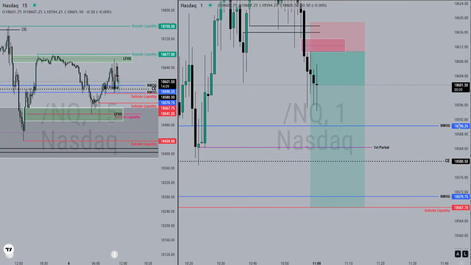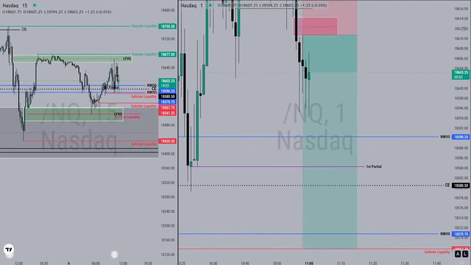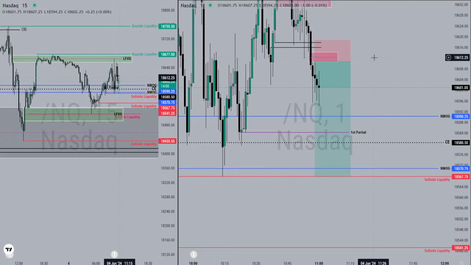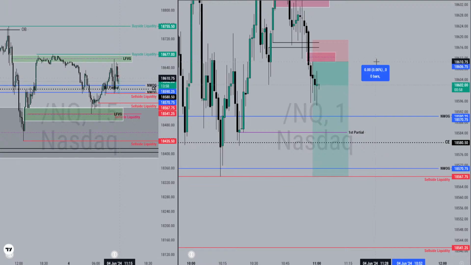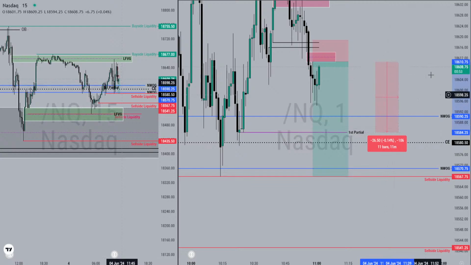I just missed it because I didn't notice that my entry was a little above that fair value gap. I'm sorry for that. Sometimes it happens. Not bad.